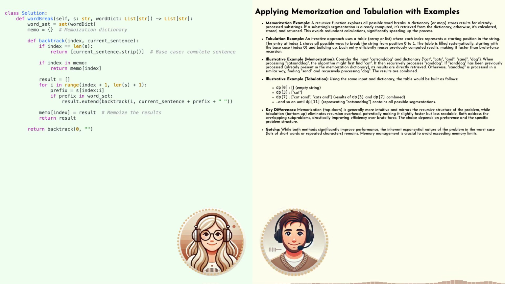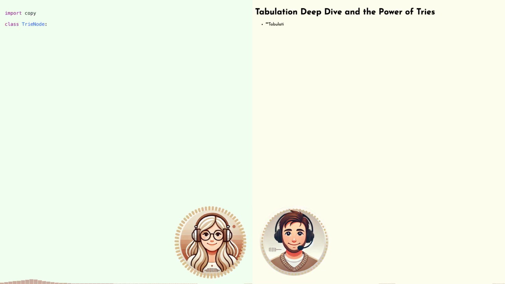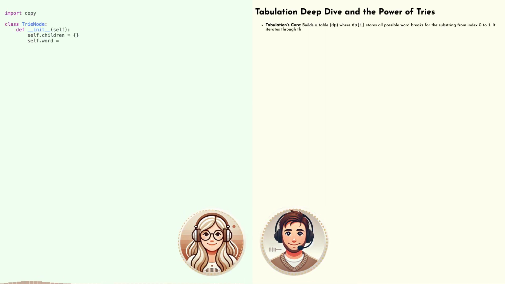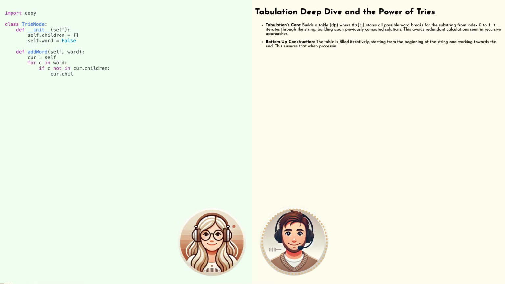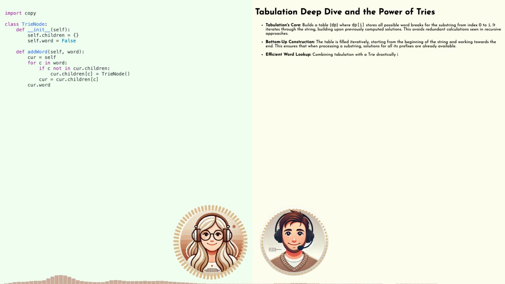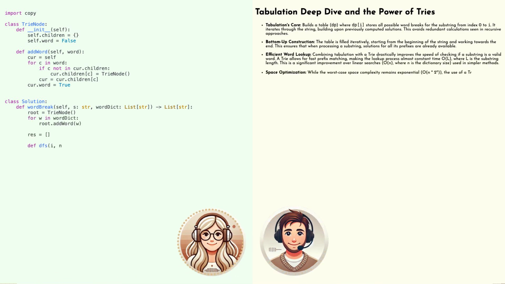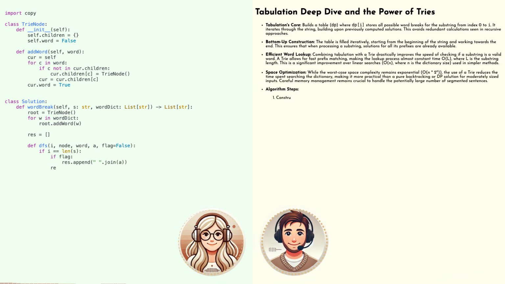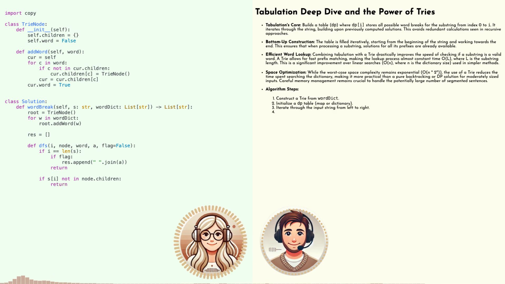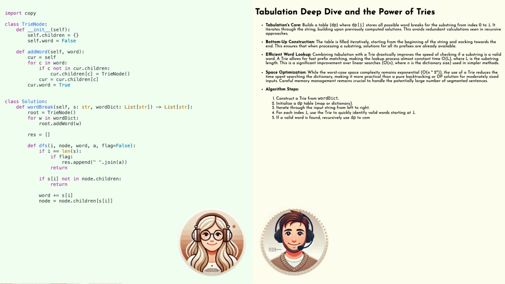Pretty neat. What about tabulation? How does that structured approach handle this same example? Okay, so with tabulation, we build this table, call it DP. Each cell in that table, DP[i], represents a starting point in the string. And each cell is going to hold a list of all the good breaks starting at that index. So DP[0] would hold all the valid ways to break up the whole cat sand dog.